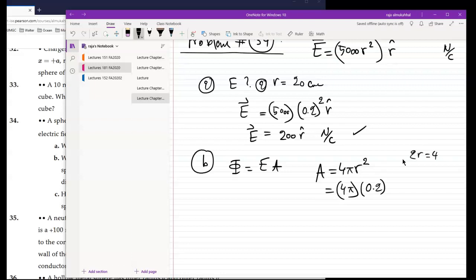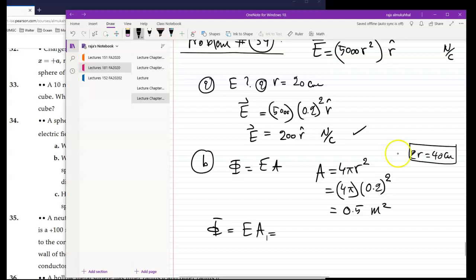2r is 40 centimeters. That's the diameter. So the radius in this case becomes 20, and then you convert it to meters. So 0.2 squared. And so the area in this case becomes, if I calculate that, 0.5 meters squared. Okay, so therefore the flux is equal to EA.